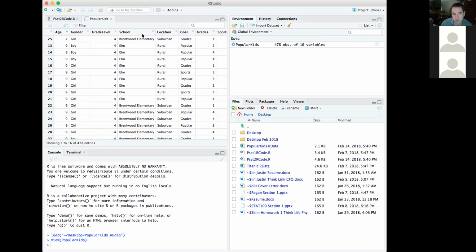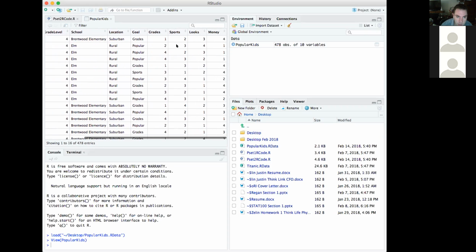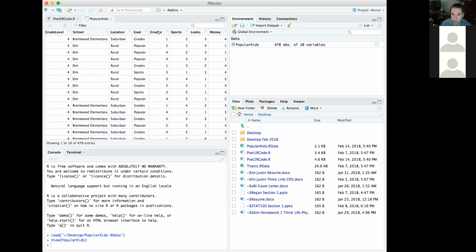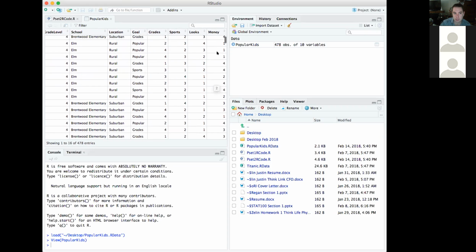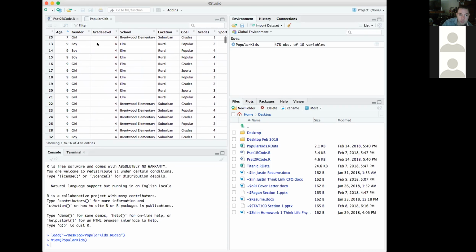And then we're giving you also some other information about the students, what school they go to, whether their school is located in an urban, rural, or suburban neighborhood. The idea of this study was they were looking at whether grades or being popular or sports are most important to these different students. So they were asked to rate how important each of these things are to them as students from 1 to 4, with 1 being the most important thing to them and 4 being the least important thing. So this is the data set that we're dealing with this week.